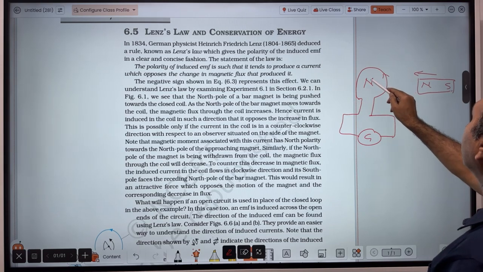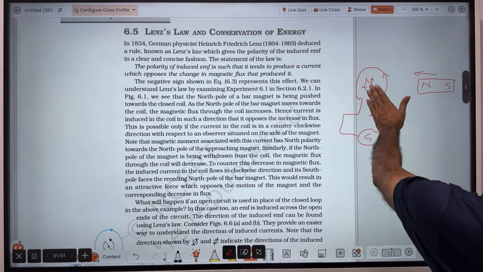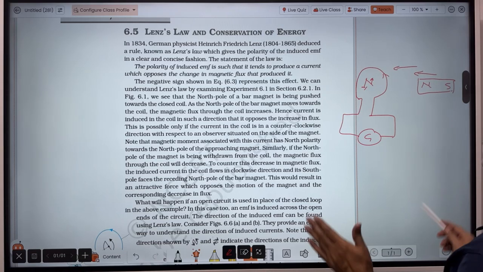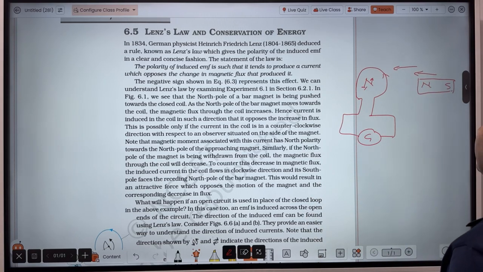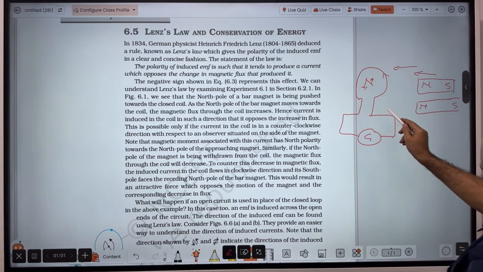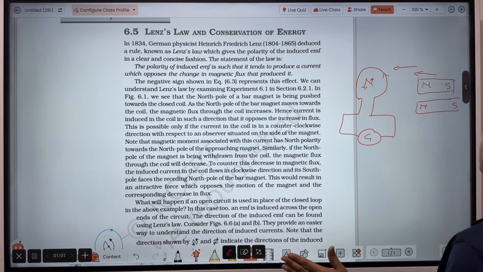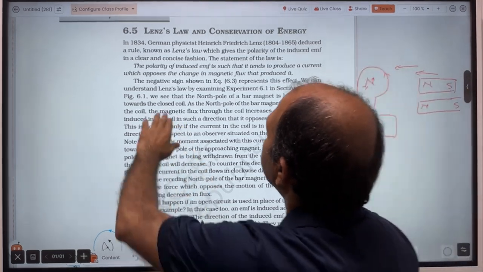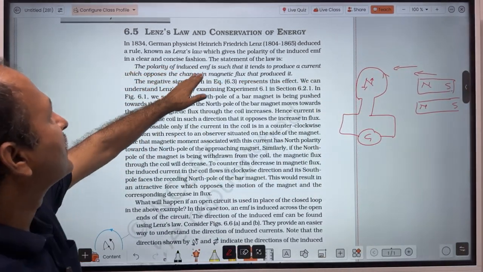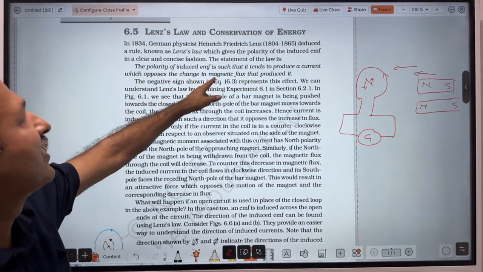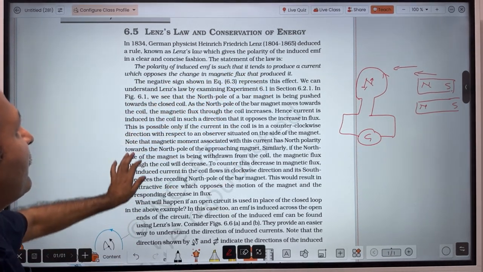So current will flow like this. So north pole will be created, then what will happen? Relative motion will be slowed down or will be stopped because north will repel. Suppose you are taking this magnet away, right? Then south pole should be created so that this motion may be stopped. So the same thing is given here. The polarity of induced EMF is such that it tends to produce a current which opposes the change in magnetic flux that produces it, right?